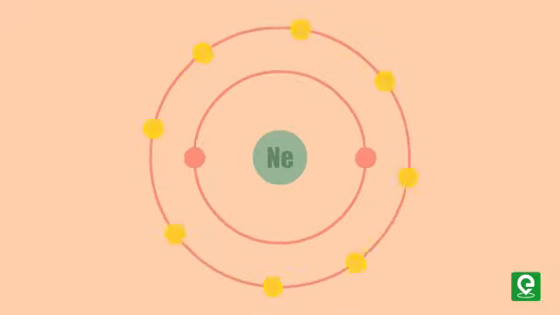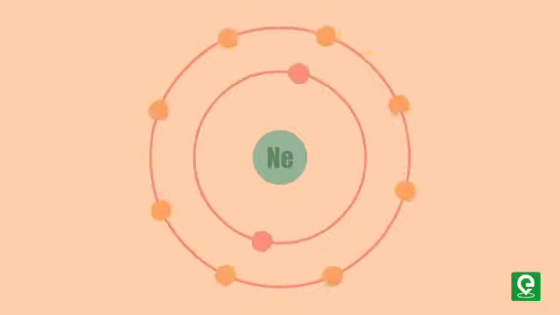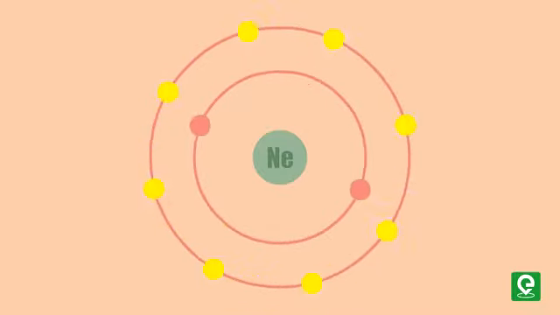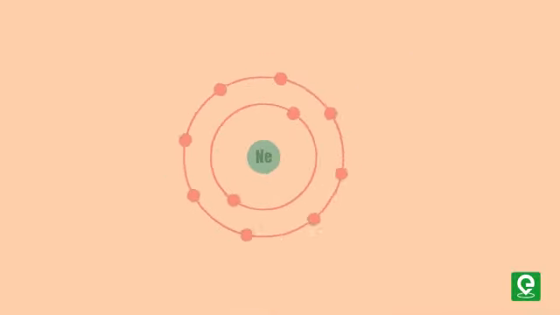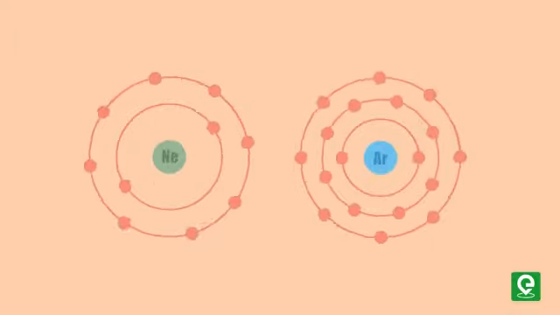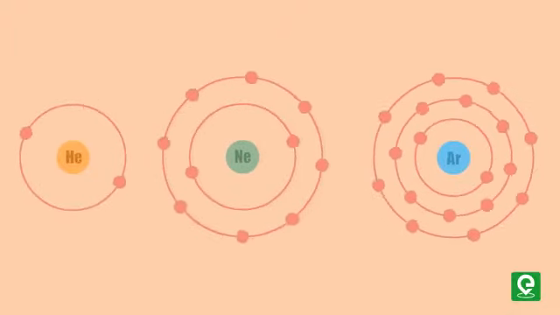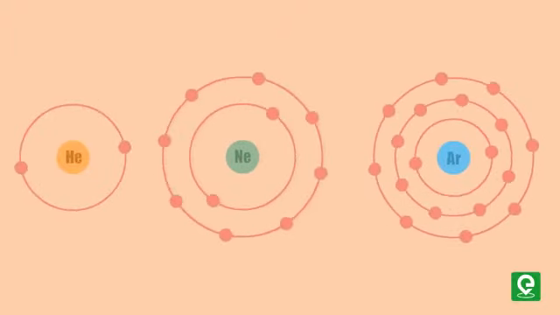For example, neon has 8 electrons in its outermost orbit, which is a stable electronic configuration and does not need to lose or gain electrons like sodium or chlorine. Similarly, all other inert elements have 8 electrons in the outermost orbit. This is called octet configuration.